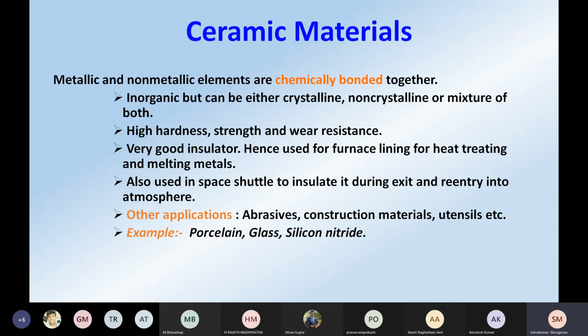What I'm telling is that the processing technique is very important to have those desired properties. Again, when it comes to ceramic materials, they are chemically bonded metallic and non-metallic elements, and they are inorganic, but can be crystalline, non-crystalline, or a mixture of both. They have excellent hardness, strength, and wear resistance, and excellent insulating characteristics. That's the reason they are used in furnace liners, etc.